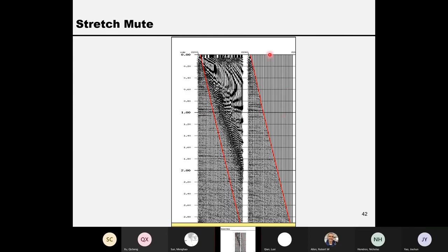So for the simple stack, that's fine, you mute, but you had better not do it for the later stage of reservoir characterization. So I just share with you the assumption here, so you know what the limitation of your processed data is.